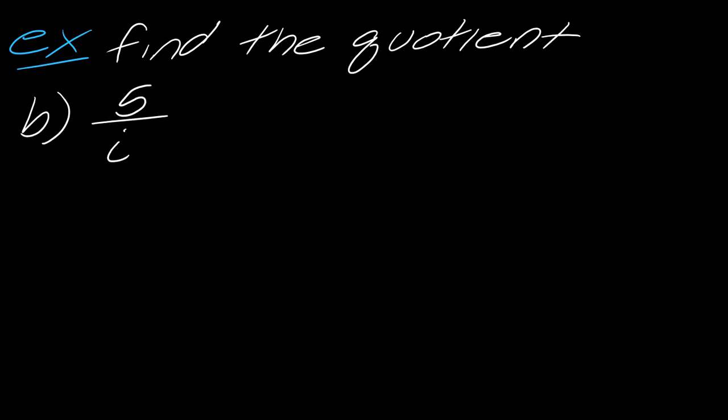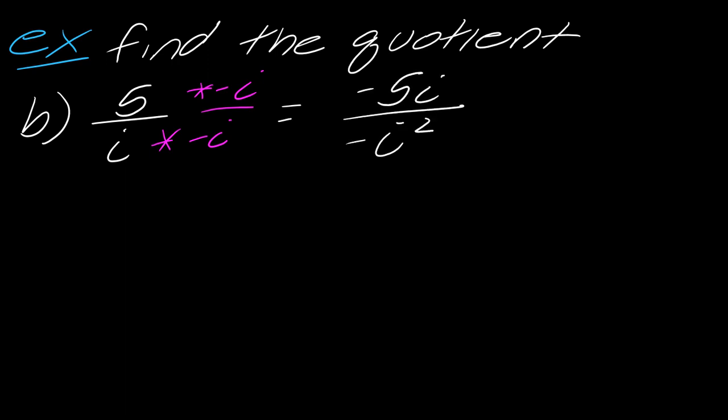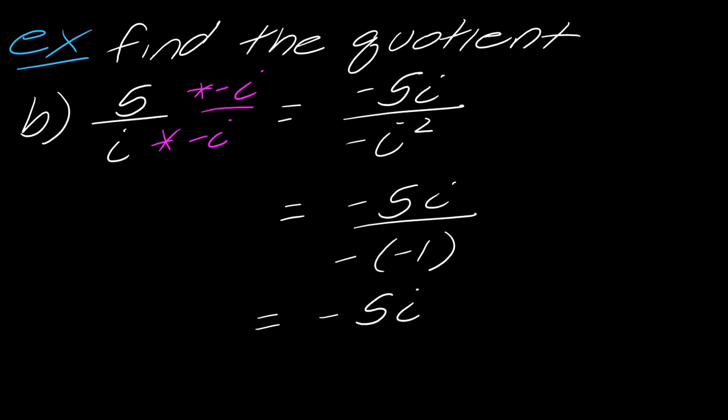Okay, so what about this other one? So what would be the conjugate in this case? Well, we just did that problem, right? So the conjugate of i would be negative i. So I can multiply the top and bottom by that to get negative 5i over negative i squared. So this becomes negative 5i over negative 1. So this just becomes negative 5i. And that's it.